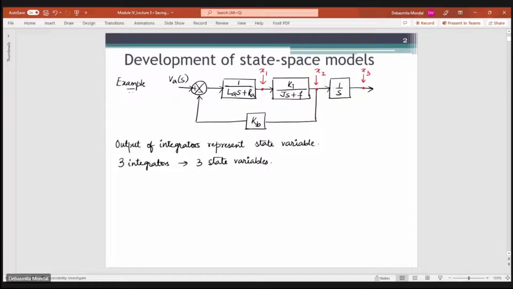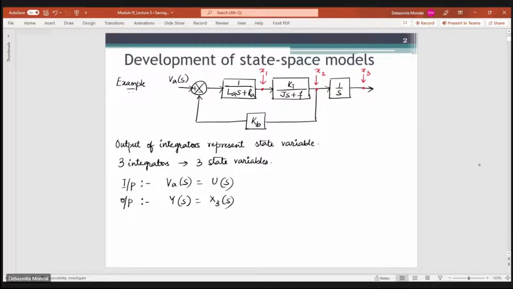In order to find the state space model of this system, we have to write the equations from this block diagram with the state variables as our variables. Let's start from the right hand side. Before starting, we have the input. The input here is VA of s, so let's write it as U(s), and the output of your system is x3. So we can write Y(s) equals X3(s).